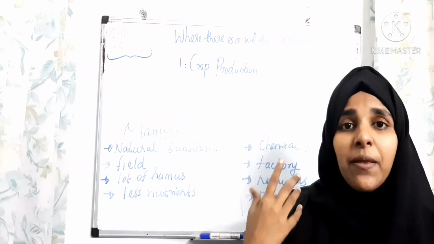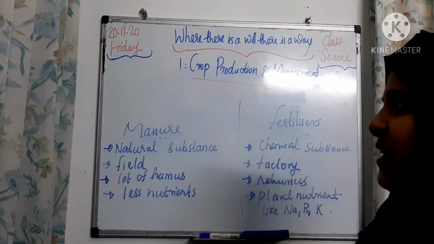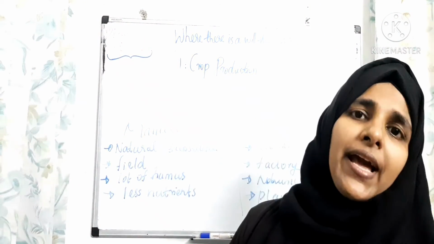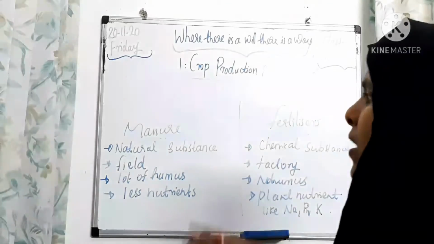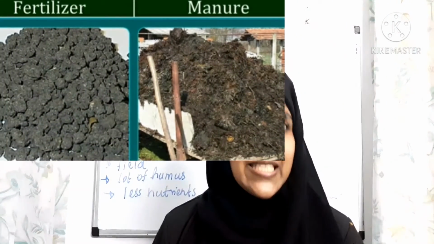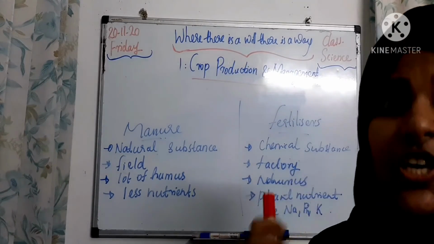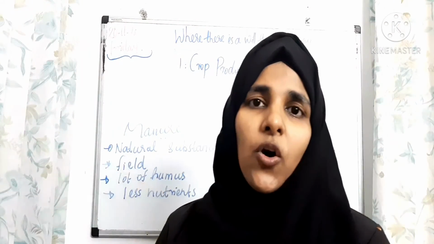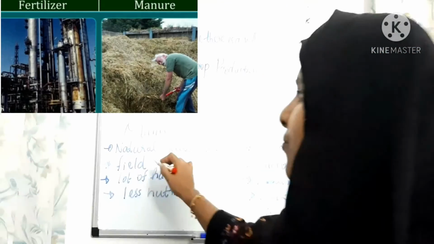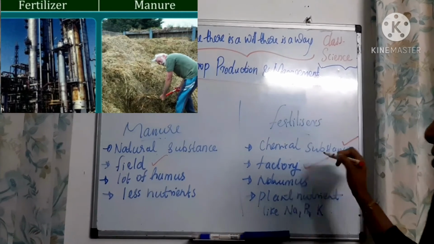Children, let's check the main differences between manure and fertilizers. We know that both are substances added to the soil for healthy growth of the plant, right? So, what is manure, children? Manure is an organic substance, a natural substance. But what about fertilizers? Fertilizers are inorganic salts, or we can say a chemical substance, okay? Manure is prepared in the field, but fertilizer is prepared in a factory, okay?